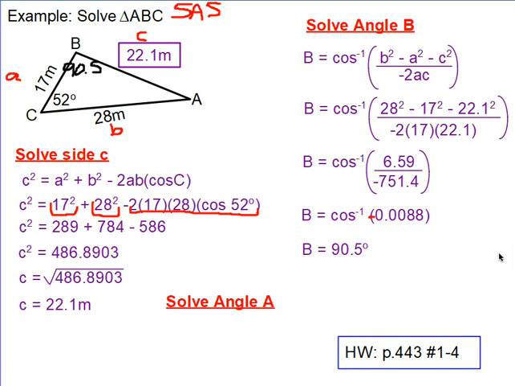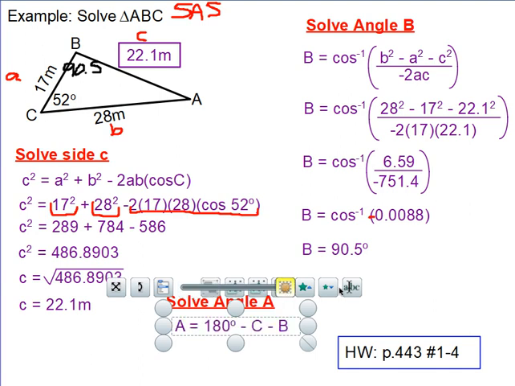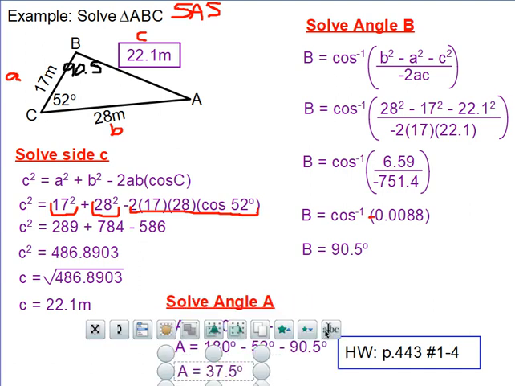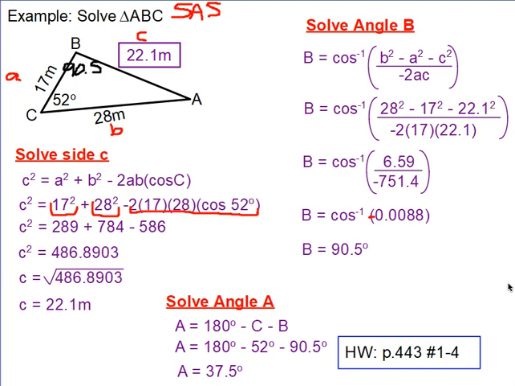And let's not break our backs here using either the sine law or the cosine law. We have 2 out of the 3 angles, so let's make life a little bit easier. Angle A is equal to 180 minus C minus B, right? We plug everything right into our calculator, and Bob's your uncle, right there, 37.5 degrees. So we've solved the entire triangle.